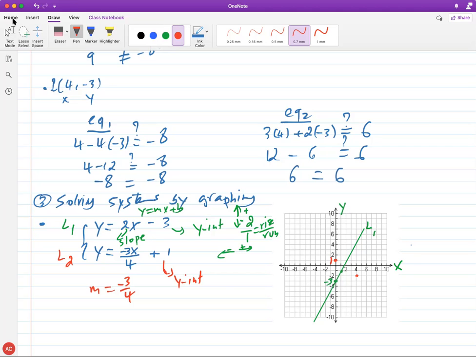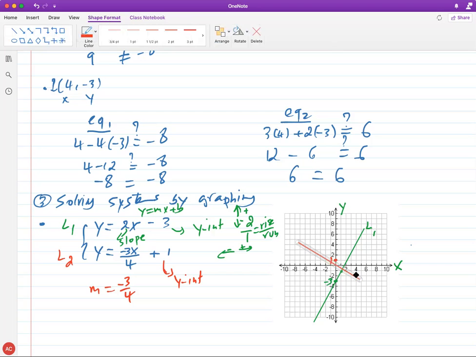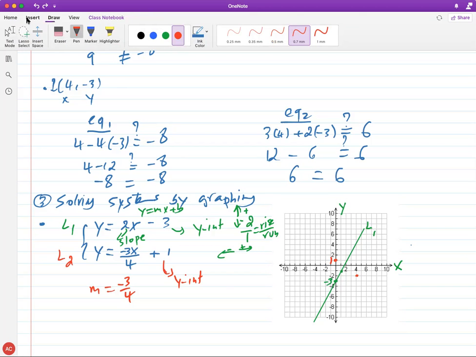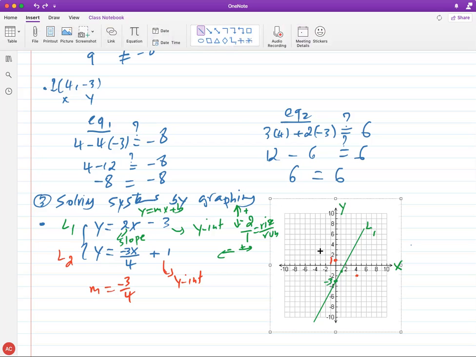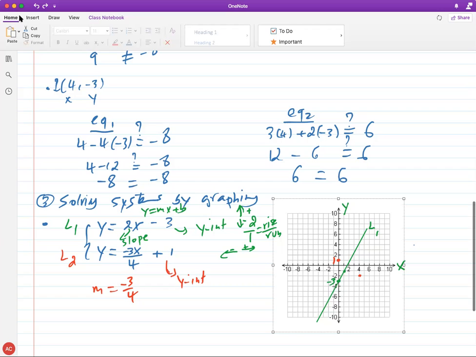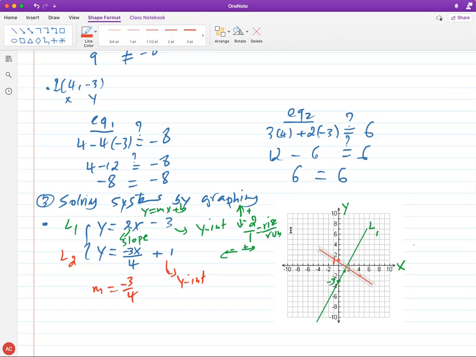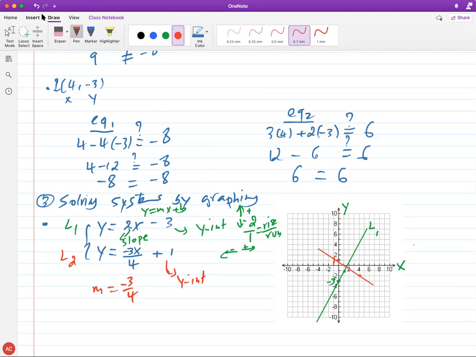Let's draw that with a different color. It's gotta be a straight line. We need the ruler for that. No, it's not gonna work well. Let's try again one more time. So that's gonna be something like that. That's our second line, it's line 2.